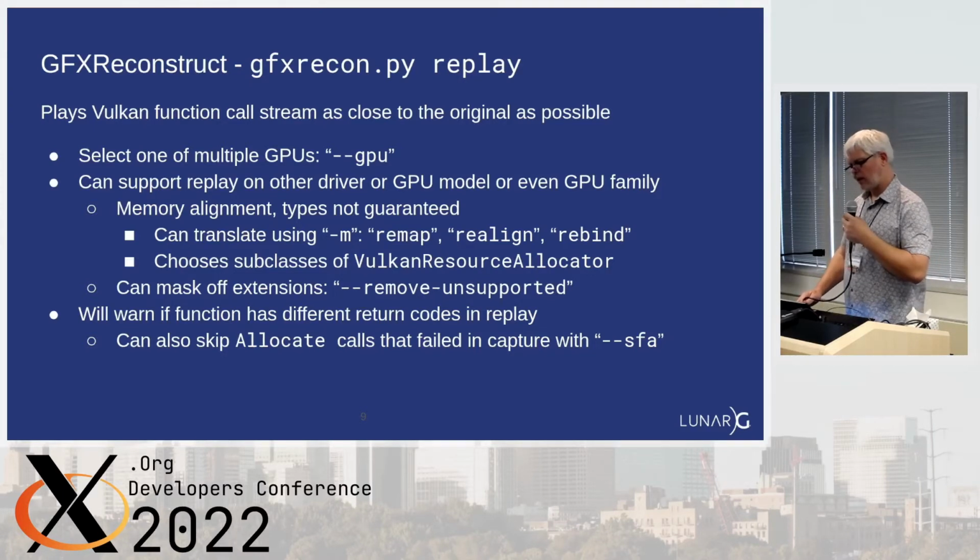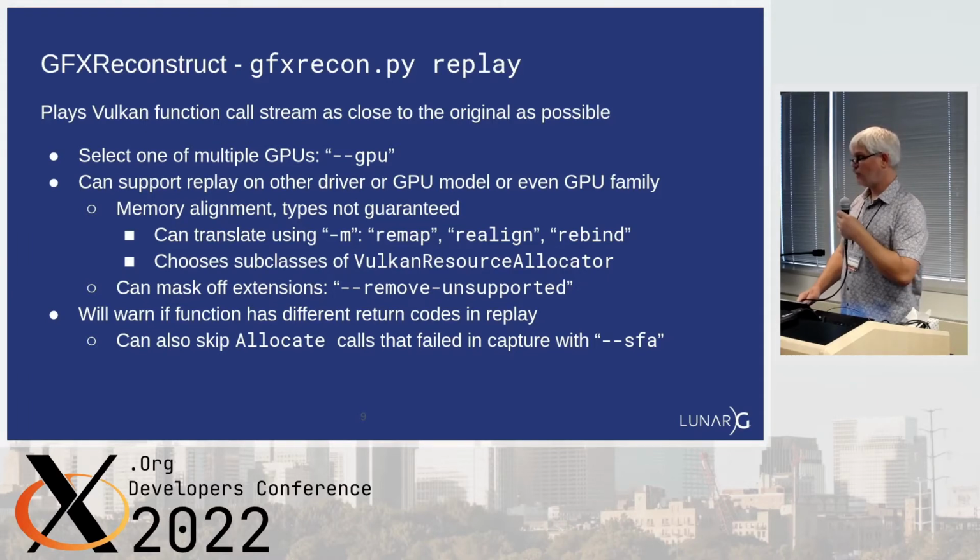We do warn if in replay a function returns a different return code than it did in capture. That's usually an indication that something's potentially wrong, but often it could just be that an event hasn't returned yet, or something returned at a slightly different value, which is still valid.